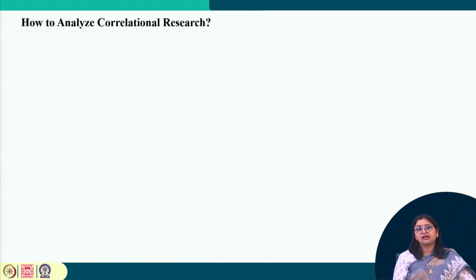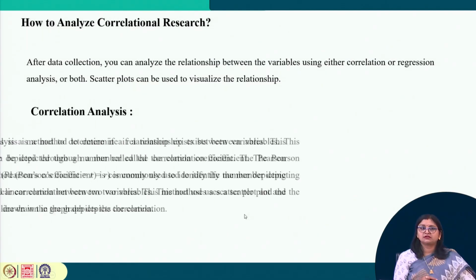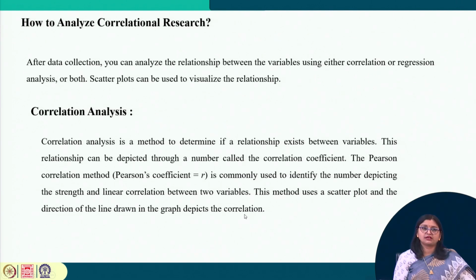Now, how to analyze correlational research? After collecting the data, you can analyze the relationship between the variables using either correlation or regression analysis or both. Scatter plots can also be used for visualizing the relationship. These scatter plots are utilized for interpretation also.